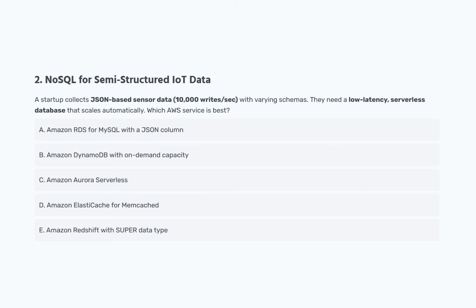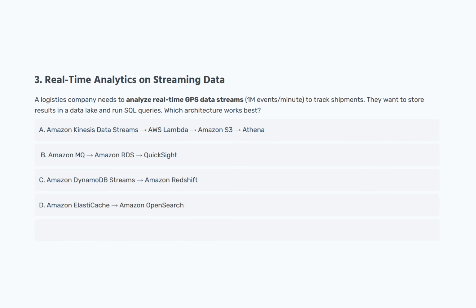All right, let's go into the next one. Okay, what is this? Real-time analytics on streaming data. A logistics company needs to analyze real-time GPS data streams, right? 1 million events per minute to track shipments. They want to store results in a data lake to run SQL queries. Which architecture works best?